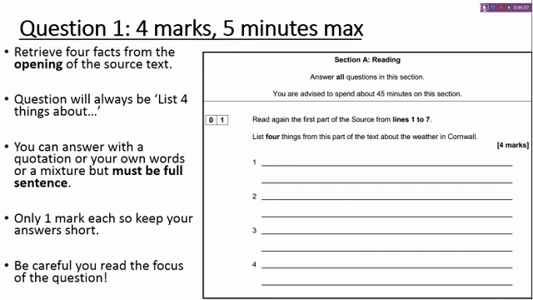So what is it asking you to do? Well, to retrieve 4 facts from the opening of the source text. Literally 4 simple facts. It's only worth 4 marks, 1 mark each. It doesn't need anything complex. The question will always have that list 4 things about format. It says that you can answer with a quotation or your own words or a mixture, but it must be a full sentence. That is very important. A short sentence, fine, but it must be a full sentence. It's only a mark each, so keep your answers short.